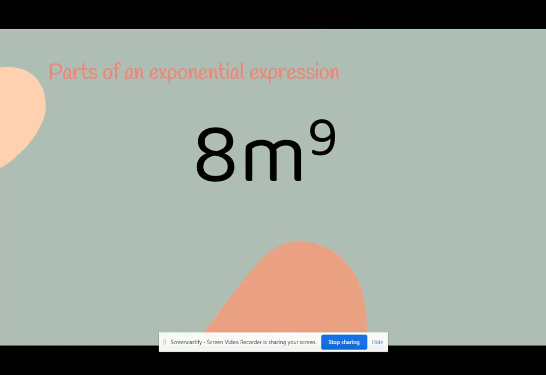So here we go, parts of an exponential expression. There are three main parts. Obviously, the first one is the exponent, and the exponent is the tiny little number that is connected to the base. So in this case, it is right here. So the 9 is the exponent. And then whatever the exponent is attached to, that is called its base. So in this case, the m is the base. So we always have at least a base with an exponent.